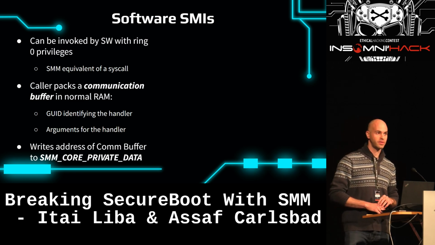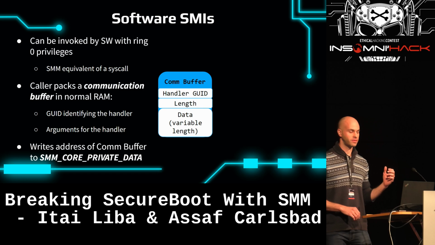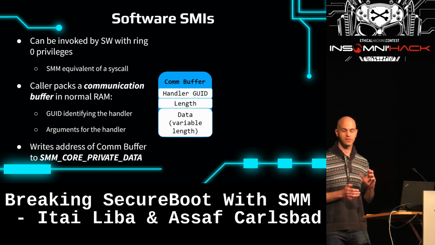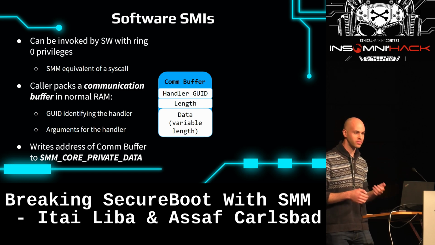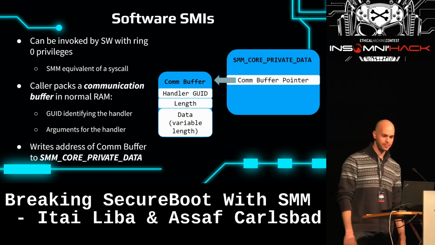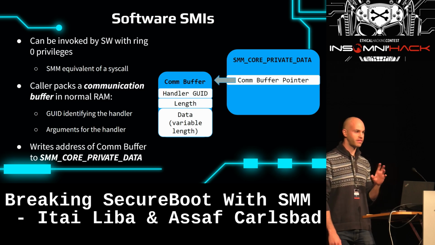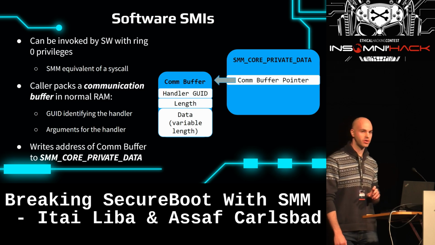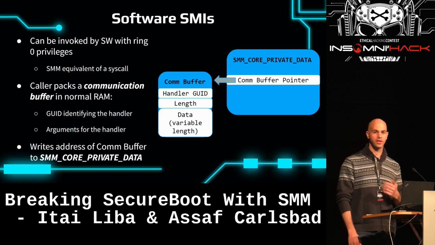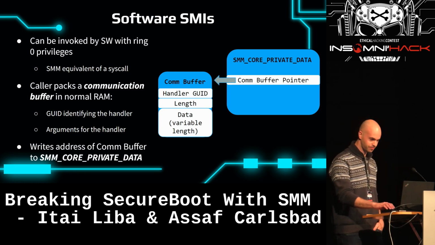The way these software SMIs work is that the caller first takes the GUID identifying the handler and also all the arguments for the call and packs them together in what's known as a communication buffer, or COM buffer for short. Then the physical address of the COM buffer is written into a global structure called SMM core private data. The address of SMM core private data is shared between SMM code and non-SMM code, and therefore we can use this structure to pass information between the two different CPU modes.